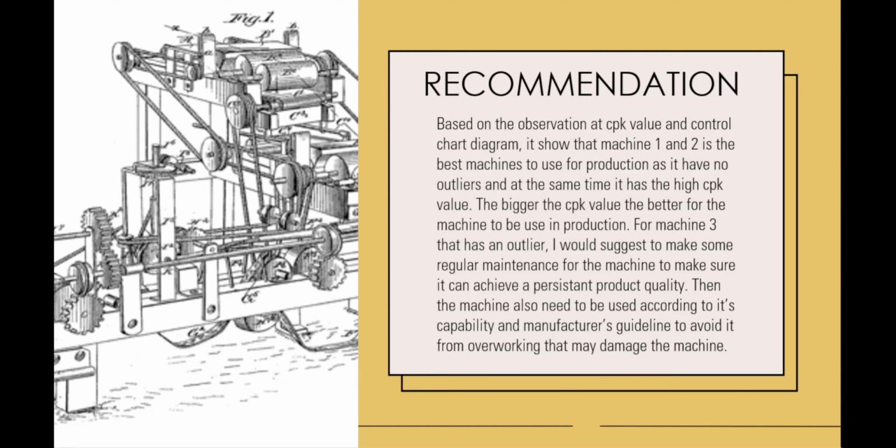For machine 3 that has an outlier, I would suggest making some regular maintenance for the machine to make sure it can achieve persistent product quality. Then, the machine also needs to be used according to its capability and the manufacturer's guideline to avoid overworking that may damage the machine.